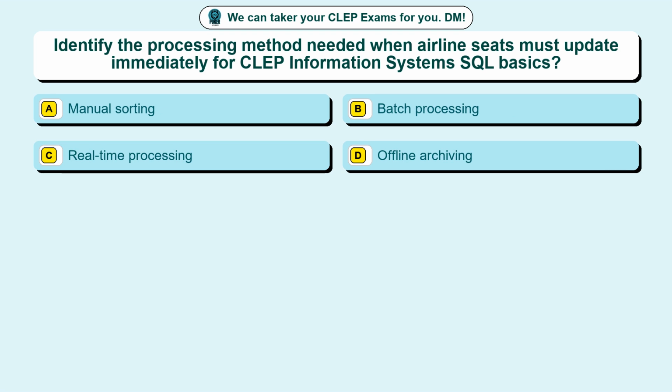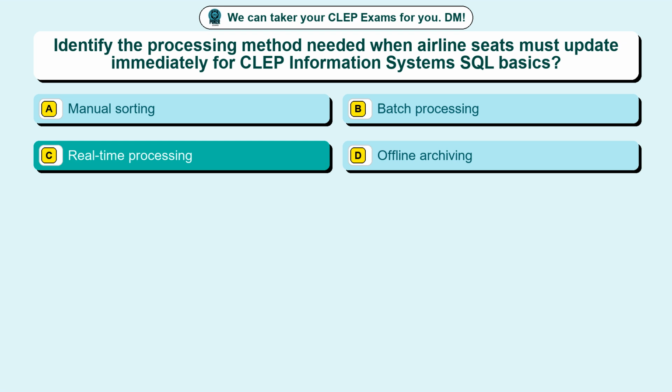Question 21. Identify the processing method needed when airline seats must update immediately for CLEP Information Systems SQL Basics. Option A. Manual sorting. Option B. Batch processing. Option C. Real-time processing. Option D. Offline archiving. The correct answer is option C.